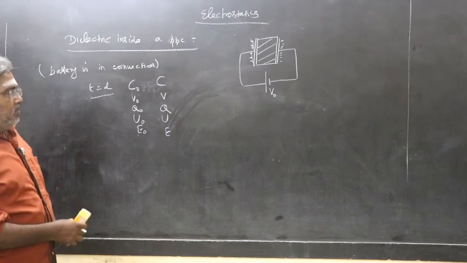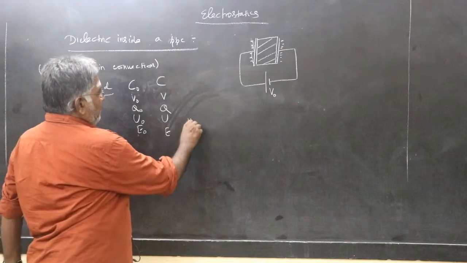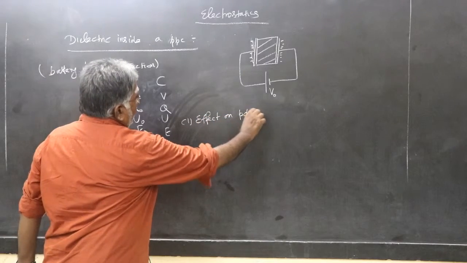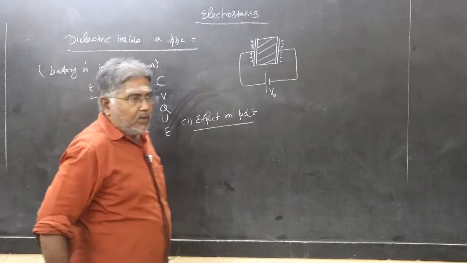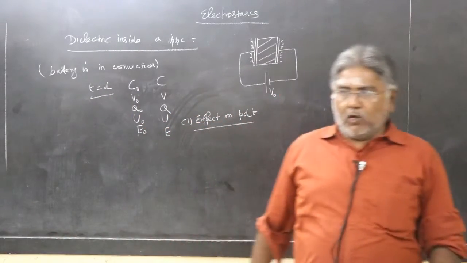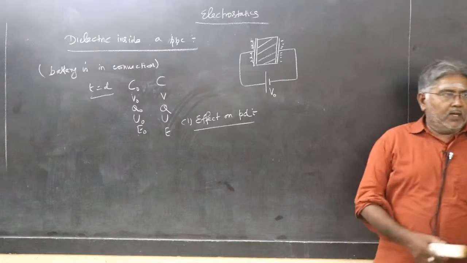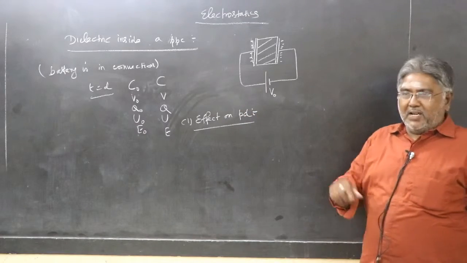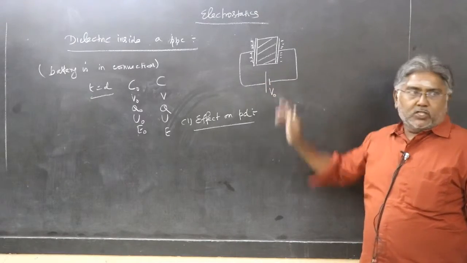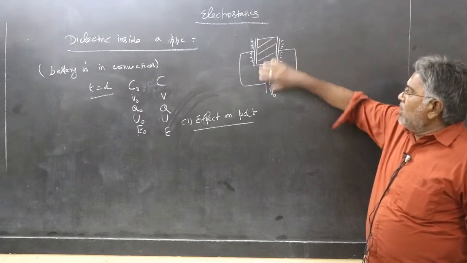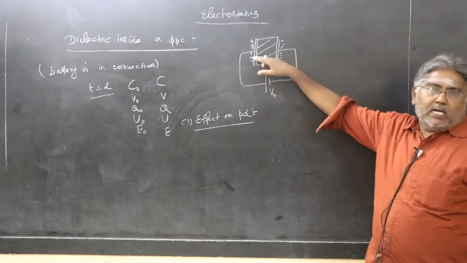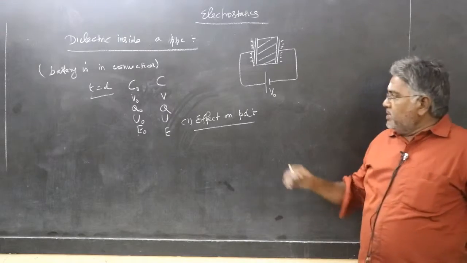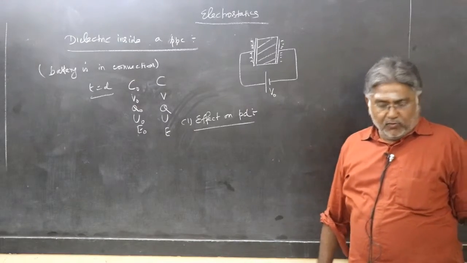So here, first case, effect on PD. What do you think the effect on PD should be? It has to remain the same because the battery is not removed. Battery is still in connection. So these two are as if they are now in parallel. This is V0, that has to be V0. So voltage across the capacitor will be the same as the applied voltage. So V is equal to V0.